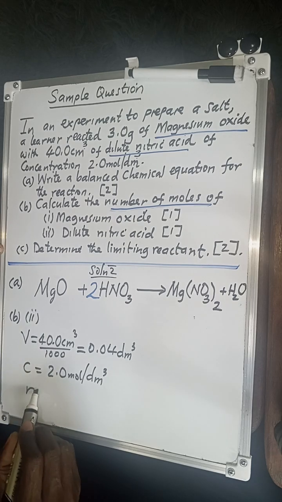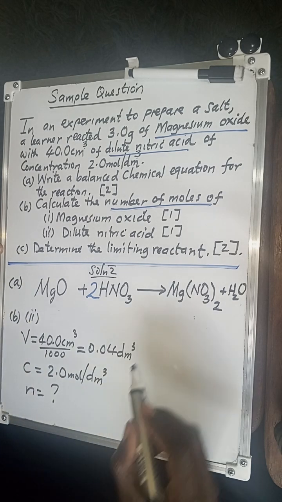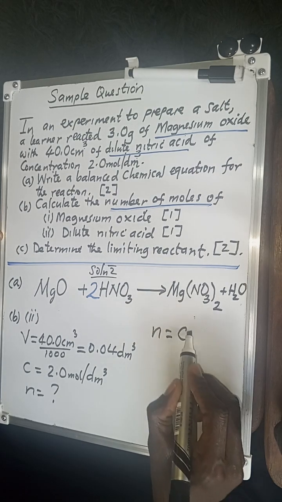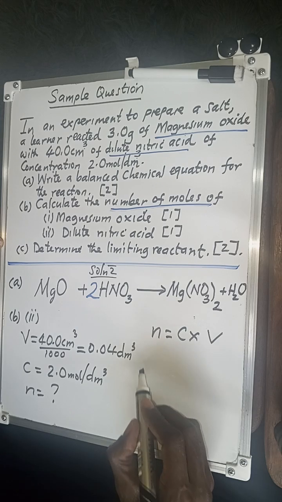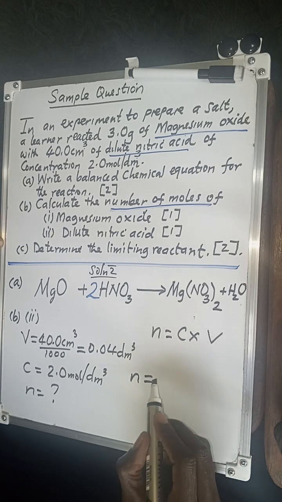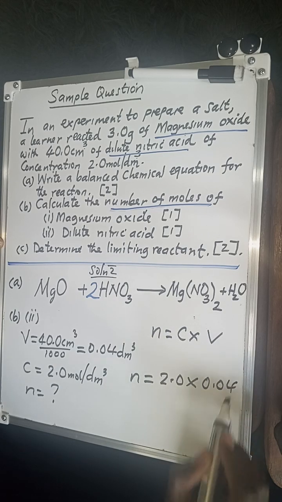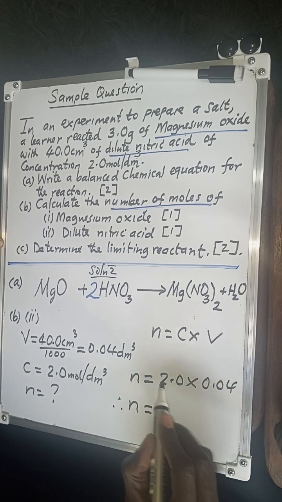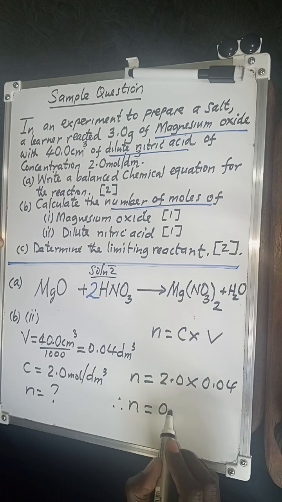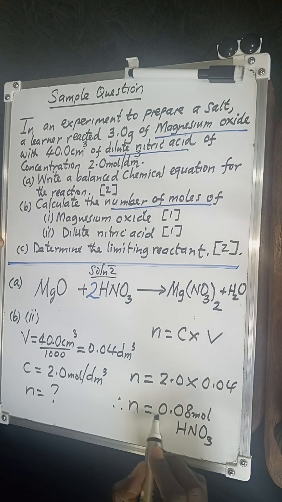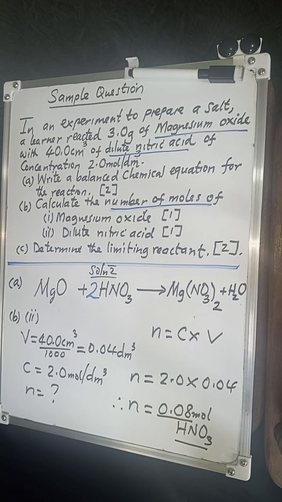But what is the question asking you to find? The number of moles. That's what you don't know. So we can apply the formula for concentration. Remember, number of moles is equal to concentration times volume. So the number of moles will be equal to, what's the concentration? It's 2.0 multiplied by the volume, which is 0.04. So when you multiply this, it will give you 0.08 mole of what? Nitric acid. So these are the number of moles of nitric acid. So that is what they wanted you to do there.